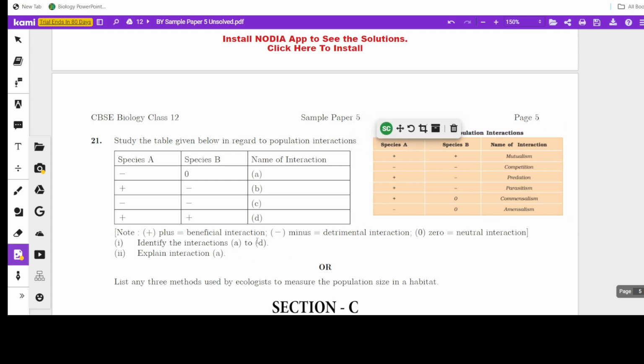Now identify the interactions A to D. That's what we did now. And explain interaction A. Interaction A is amensalism. Amensalism is an interaction where one of the species is harmed and the other one is neither benefited nor harmed. Regarding amensalism, there's nothing much given in your textbook. You can explain it like this, as I mentioned now, from the table.